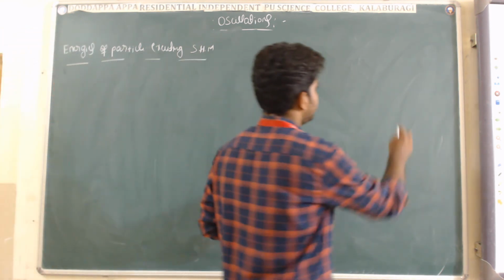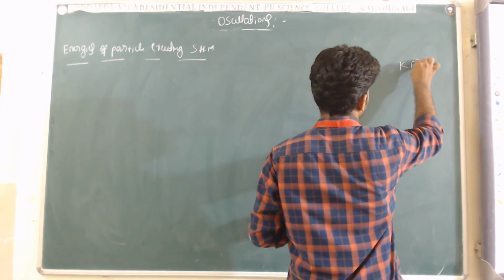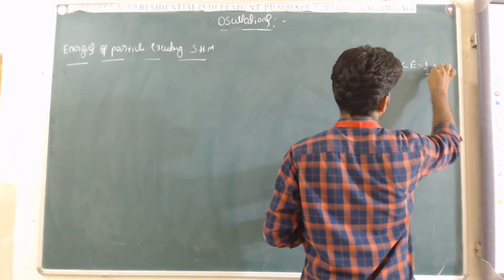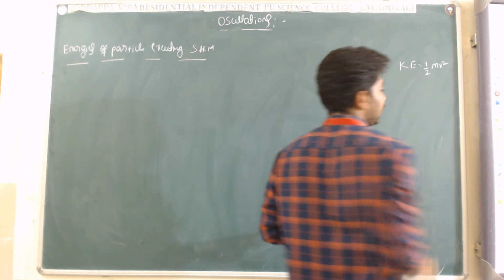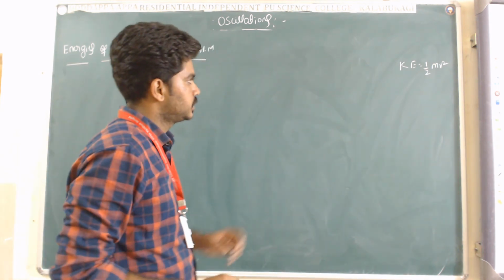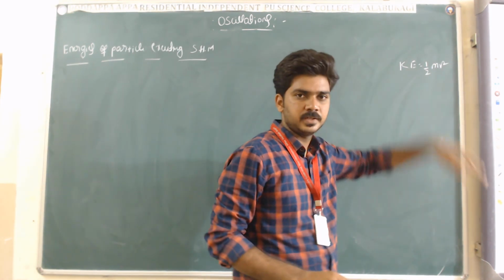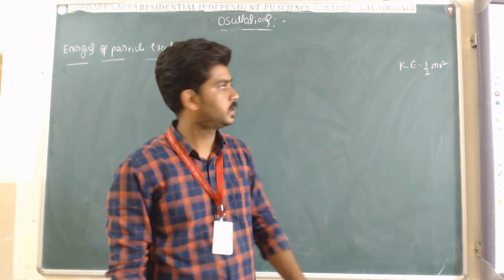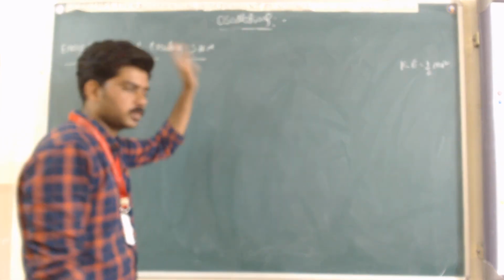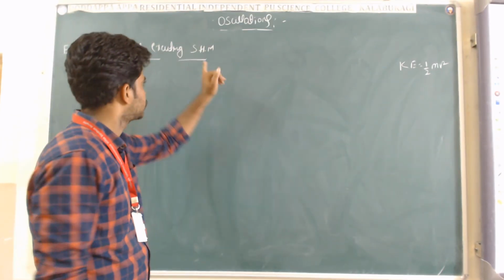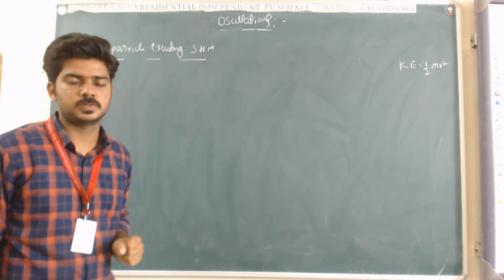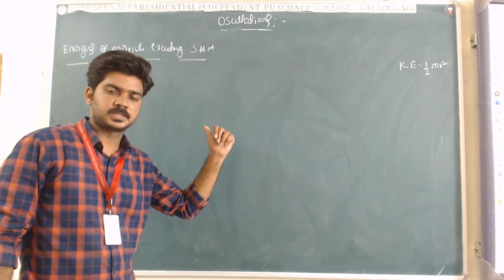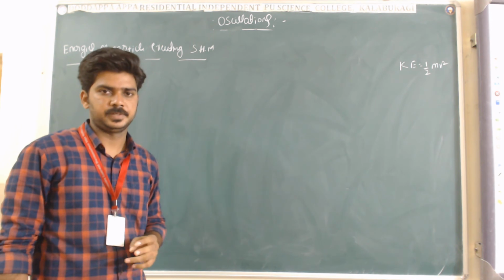Which is kinetic energy equals to what? Half m v square it will have. So this is a general expression for the kinetic energy of the particle. But when it is executing simple harmonic motion, what will be the kinetic energy?